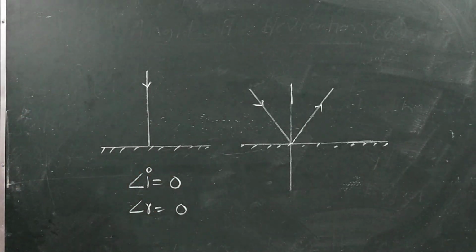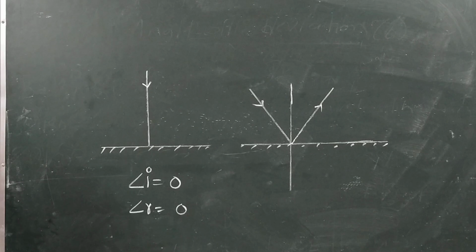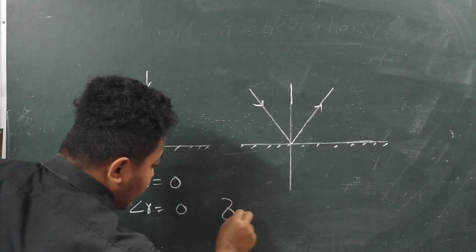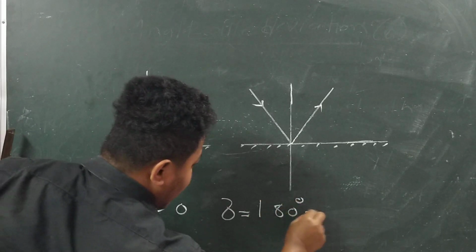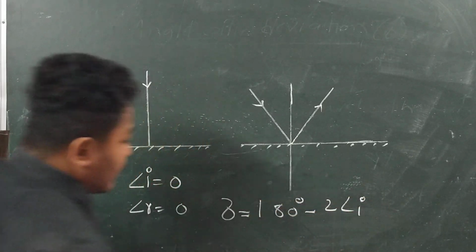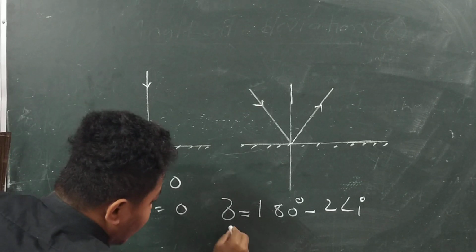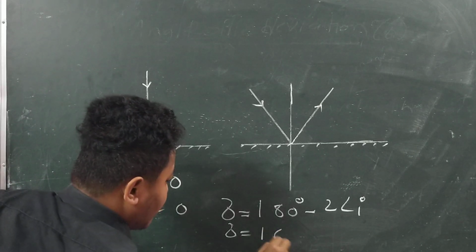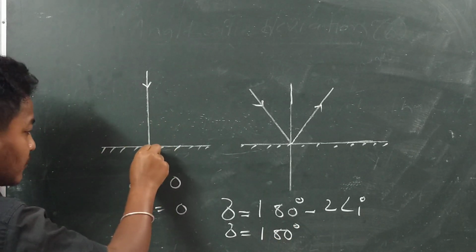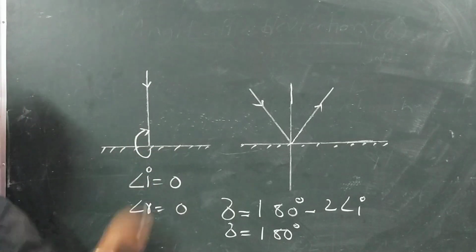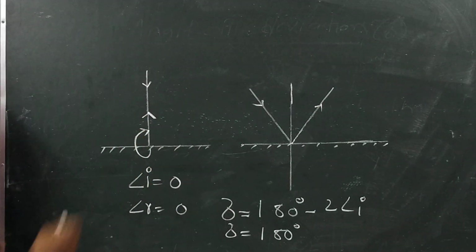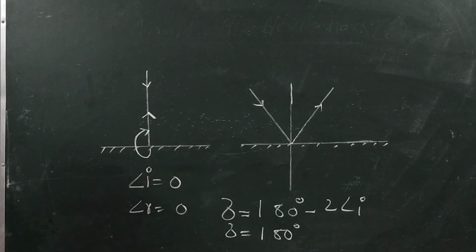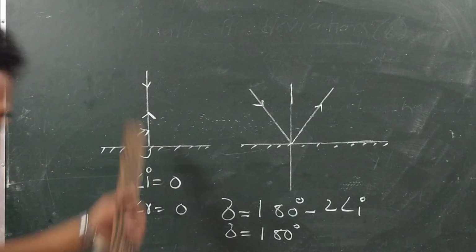So in such a situation, what will happen? If I find the angle of deviation here, what was the formula? Angle of deviation delta is equal to 180 minus twice of angle R. So in this situation, angle of I is 0, so delta is equal to what? 180 degrees. So this ray will be bending like this. That means it is going in the same direction, or same medium, from where it came. Am I clear? This is a very small concept you should remember. Kindly note it down.